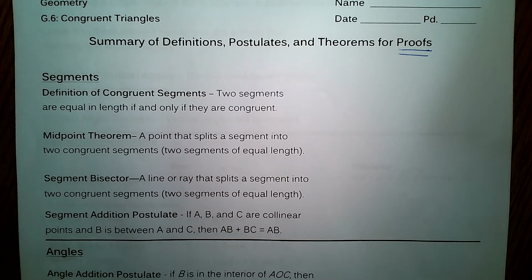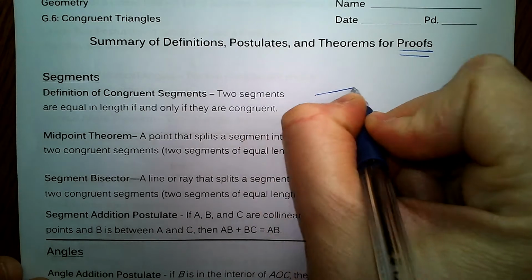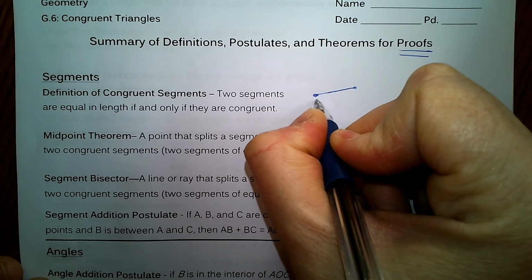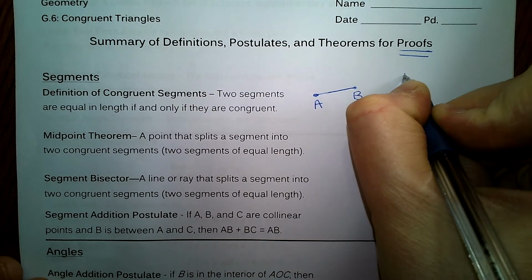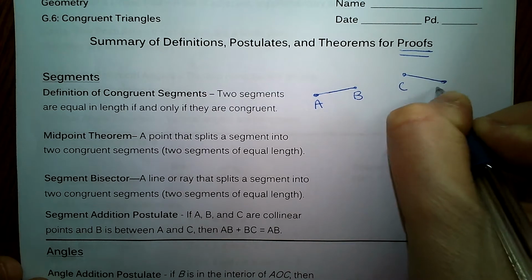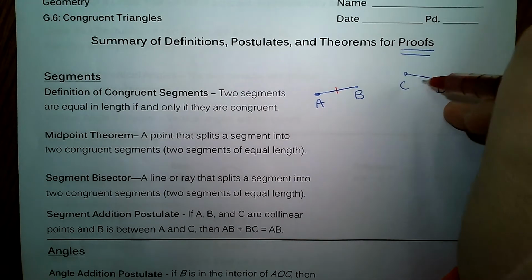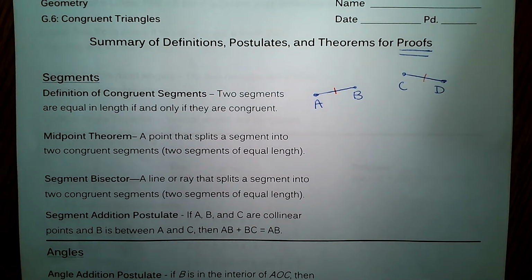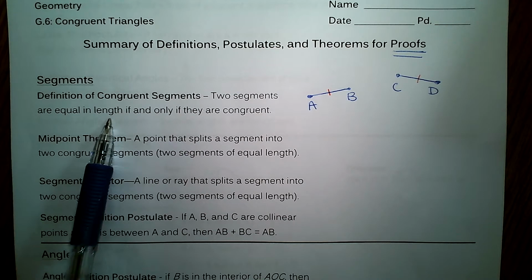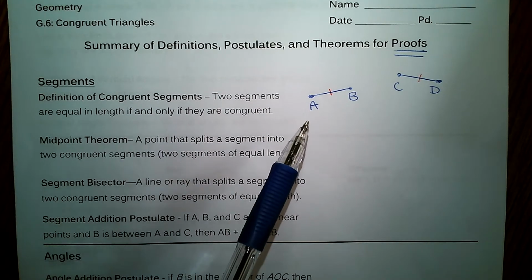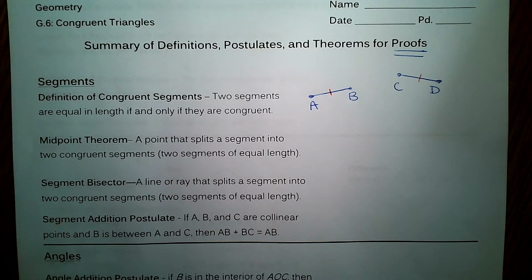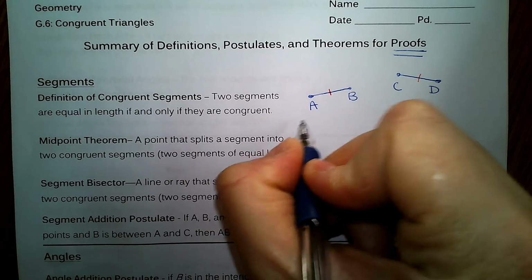First, we learned about congruent segments. So if I have two segments, I'll draw them over here, and I'll call it AB, and then maybe another one here, CD. If I was told that those two segments are congruent, so maybe they have that little congruent symbol on it, what that means is that they are equal in length. Two segments are equal in length if and only if they're congruent. So in a proof, this might look like this.